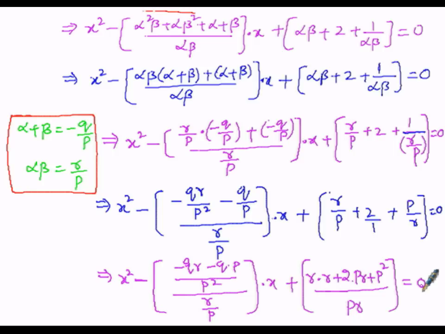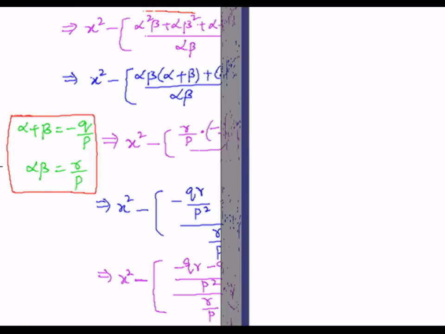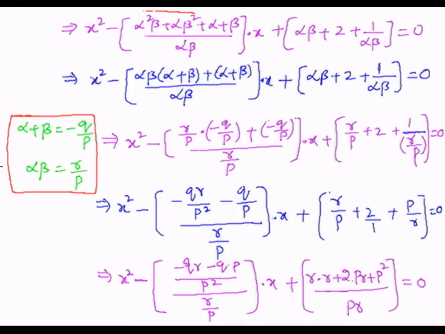So the next logical step will be x square minus, within the bracket it is in the form of a divided by b divided by c by d. It can be written as a by b. Instead of the division symbol, if I write it as into, we will write its reciprocal. So minus qr minus qp, minus qr minus qp by p square.